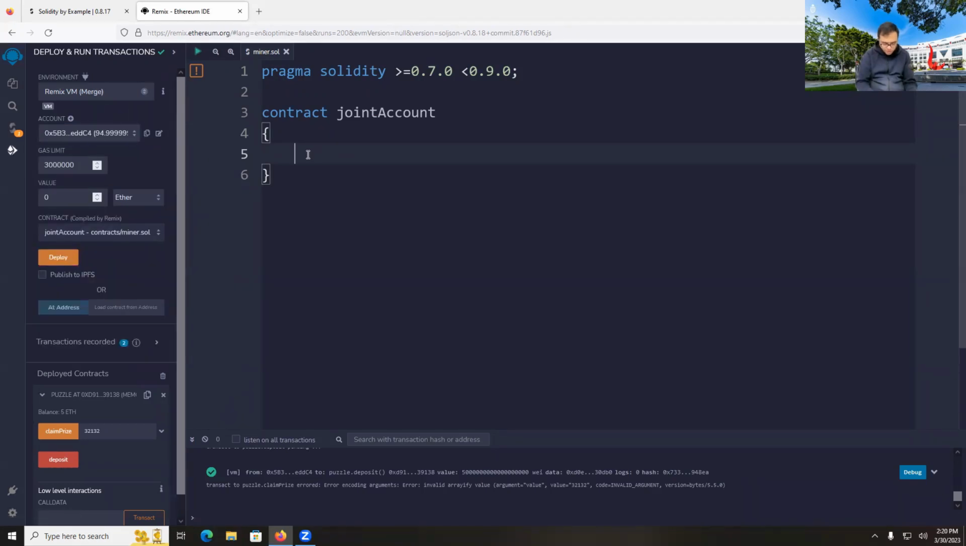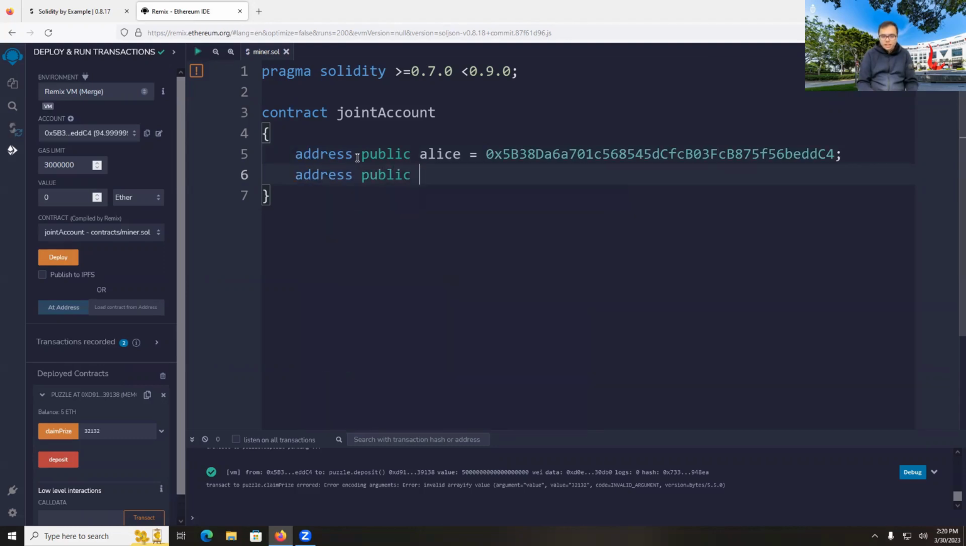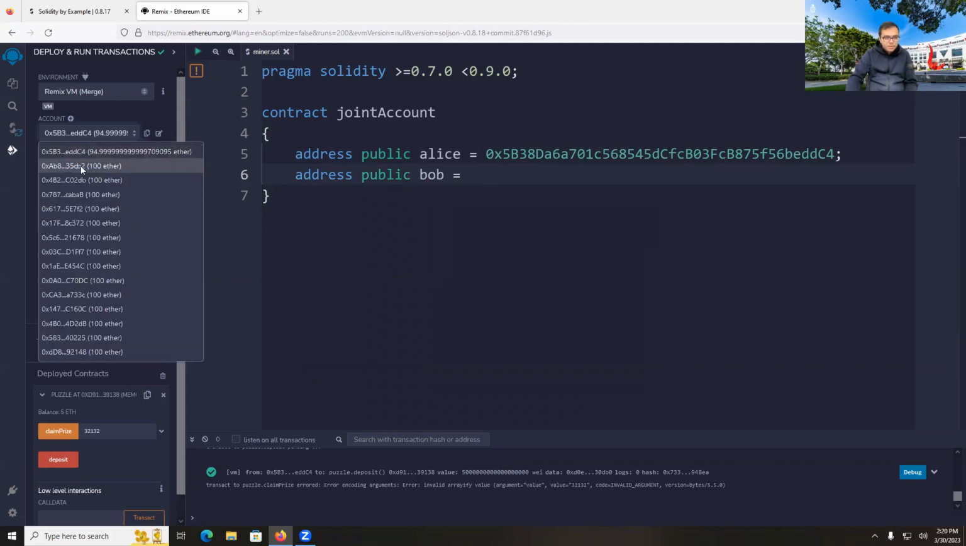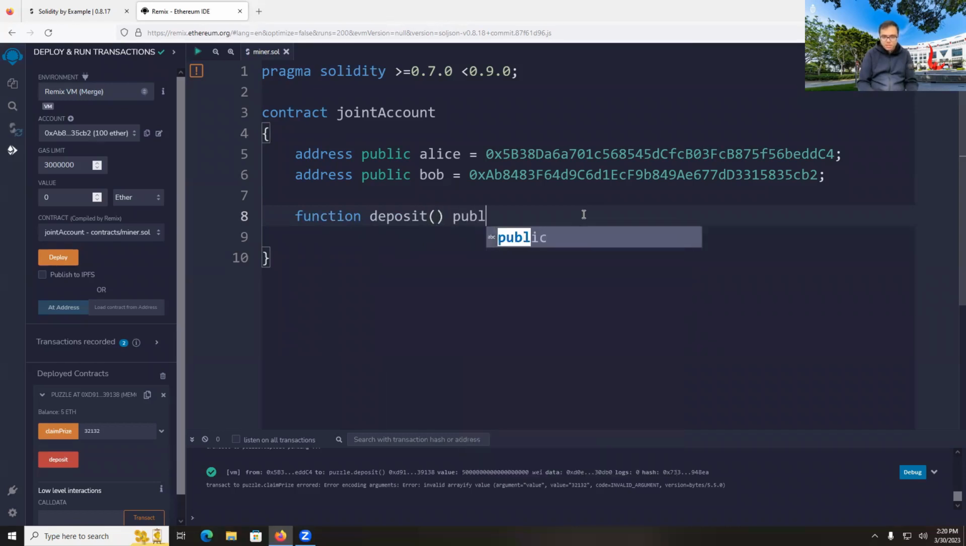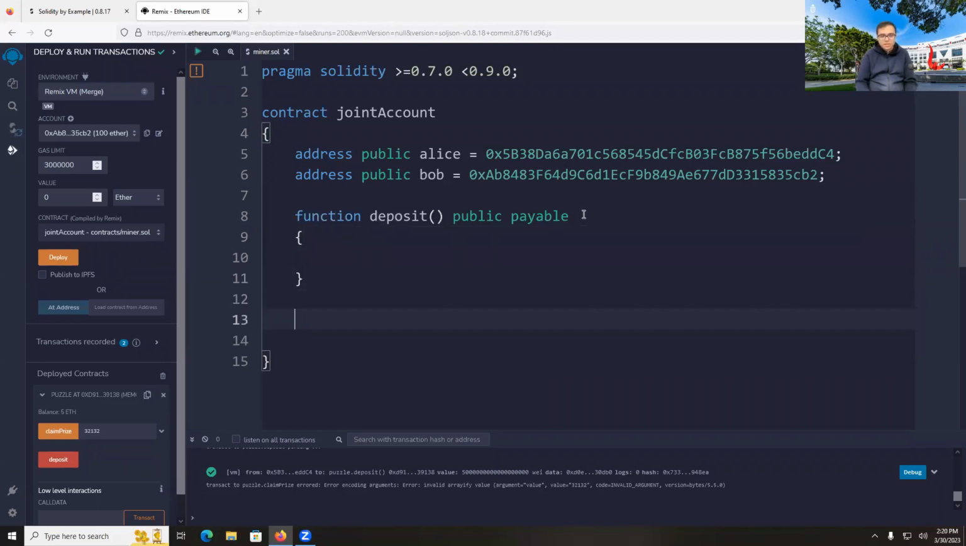So I'm going to have, let's say, Alice, and this is Alice. So I'm hard coding Alice's address here. And let's say I also have Bob, and Bob is the second account here. I'm hard coding his address as well. Now I can only deposit and withdraw into this account. So I will just have a function called deposit again. And this function is public and it's payable. So anyone can deposit into my contract. The deposit function doesn't really do anything.